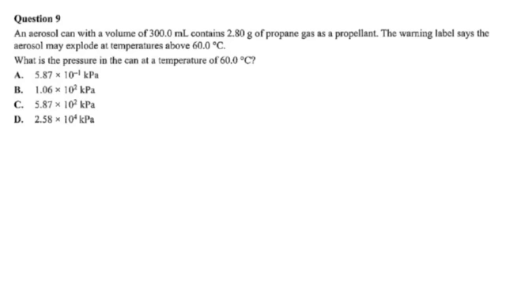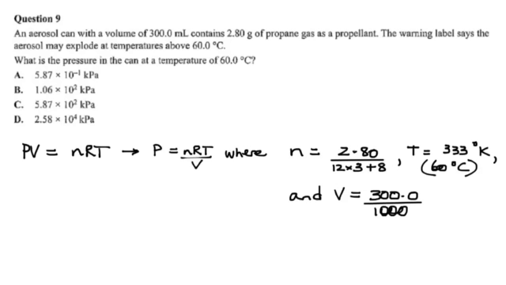Well, that's just a case of good old PV equals nRT again, I think, solving for P. So we've got PV equals nRT. We know that therefore P will be nRT over V, where n is 2.8 grams divided by the molecular weight of propane, C3H8, 12 times 3, 36 for the carbon plus 8 for the hydrogens, and T is 273 plus 60, which gets us 333 degrees Kelvin, and V is 300 thousandths of a litre.